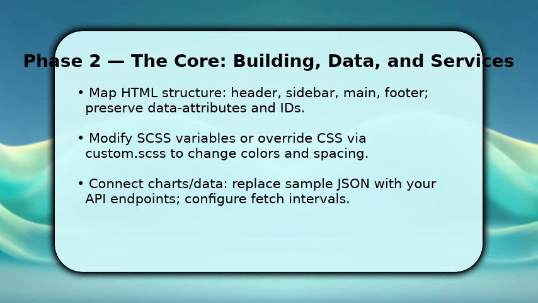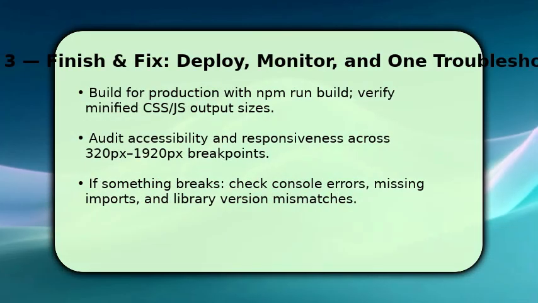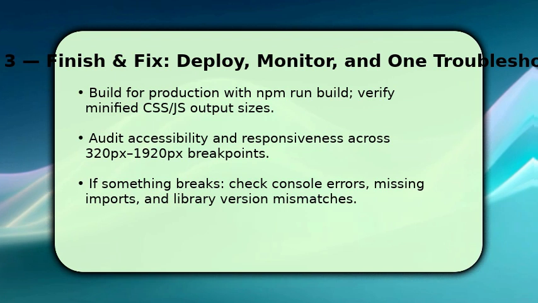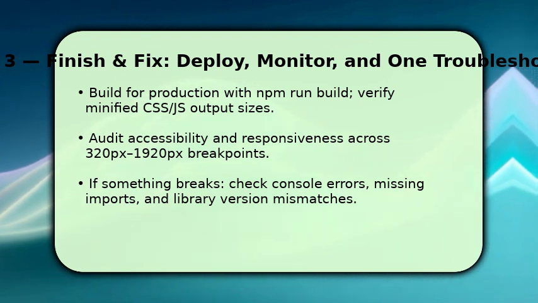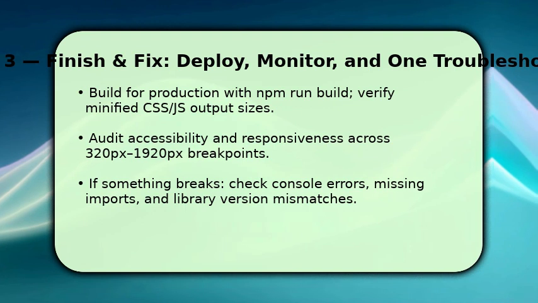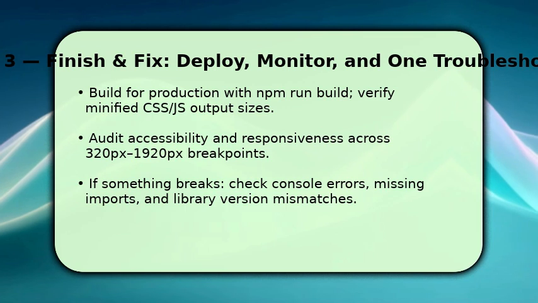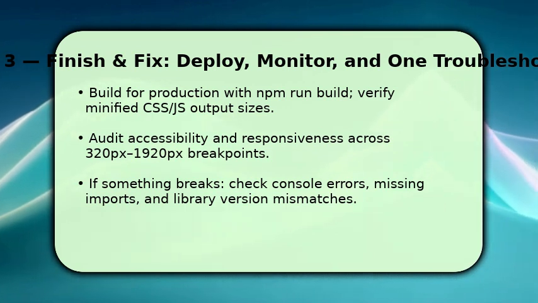You finalize by running npm run build to generate optimized, minified assets, confirm file sizes and cache headers. Then perform responsive checks across common breakpoints and run a basic accessibility audit to catch contrast or focus issues. Deploy the built folder to your server or CDN and validate CORS and relative paths.